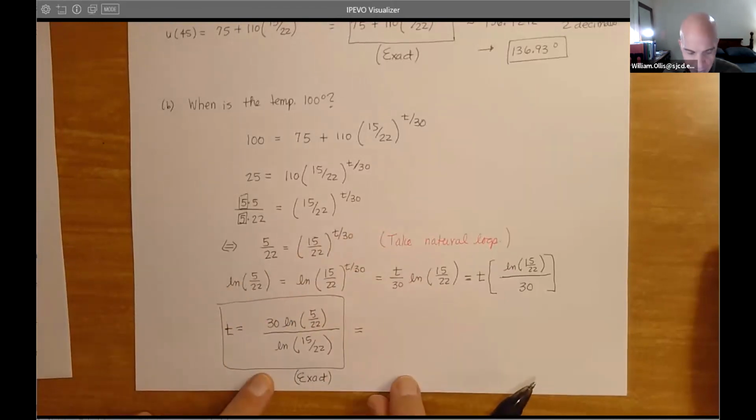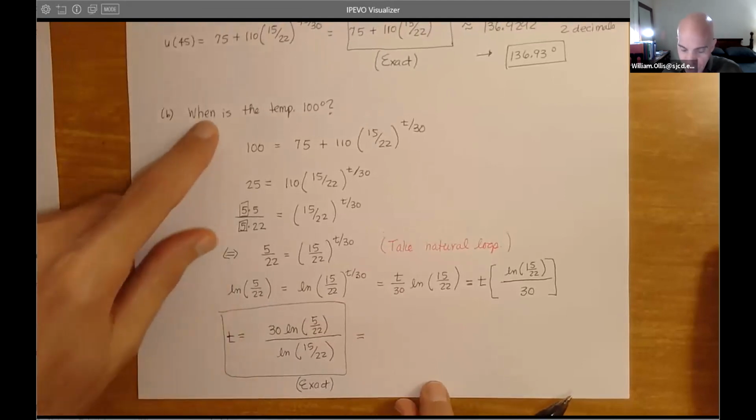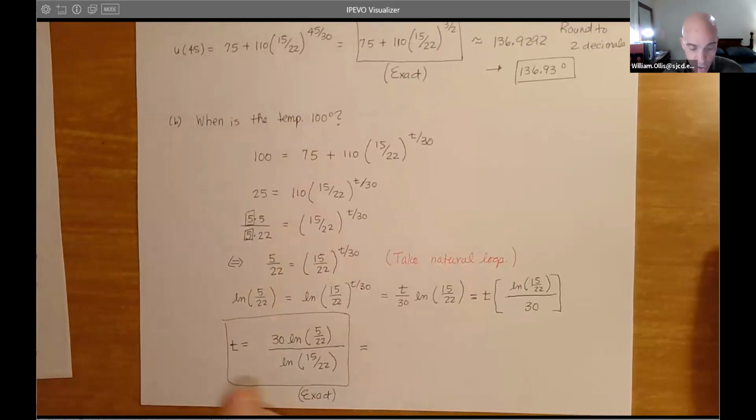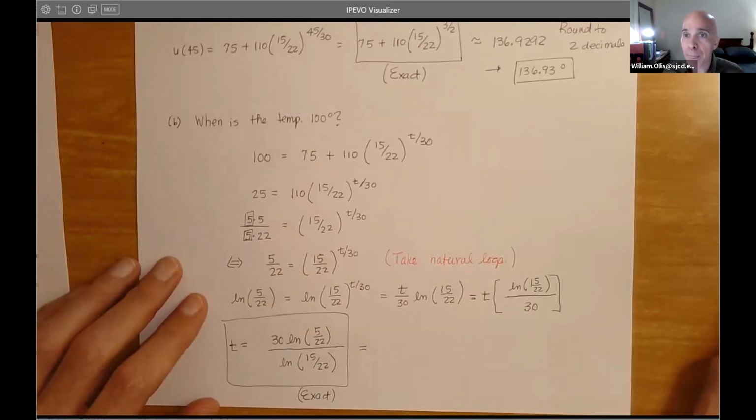So now when you look at this, you can say, okay, well, here is the time that corresponds to a turkey temperature of 100 degrees. So now we can go back to our Google.